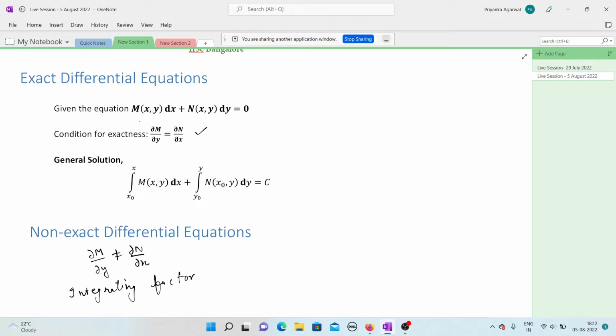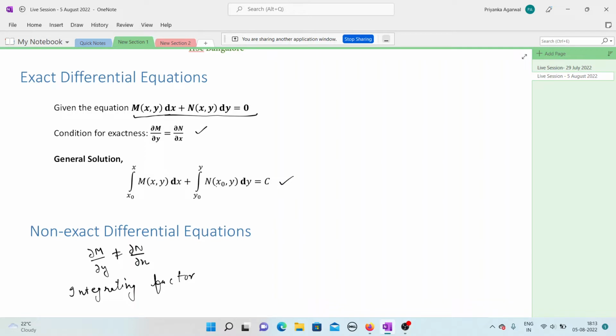Let's say an equation is given in the form M dx plus N dy equals 0. Then you check for its exactness. This is the condition: dou M over dou y equals dou N over dou x. And if the equation is exact, the general solution is given by this equation, that is, integral of M dx plus integral of N dy, in which x is replaced by x naught.